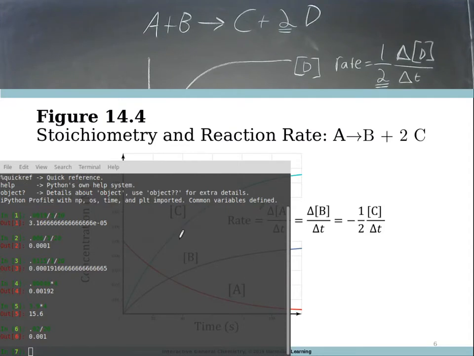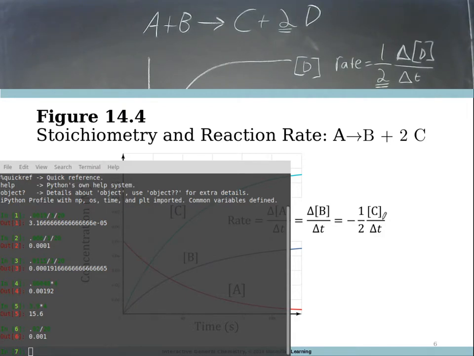And then here we'll have something like two different products. So if A goes to B plus 2C, then A will drop at the same rate that B rises, C will rise at double that rate, and these are the different ways of representing the rate that will be consistent regardless of which species you are actually measuring.